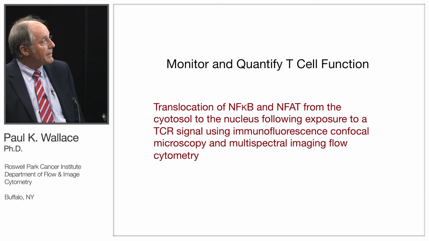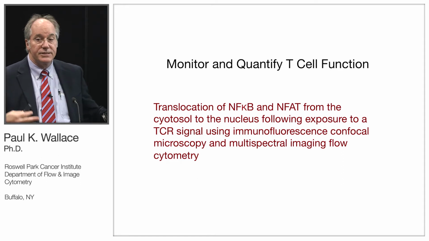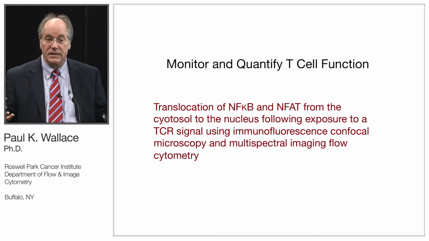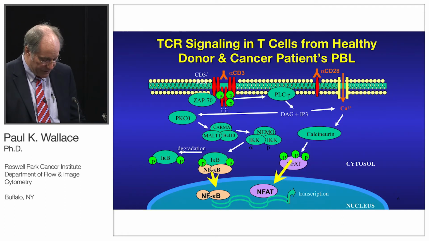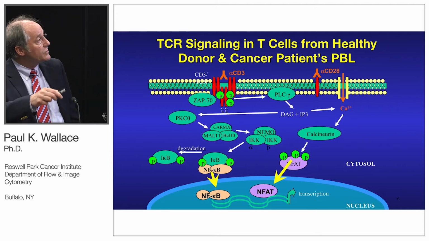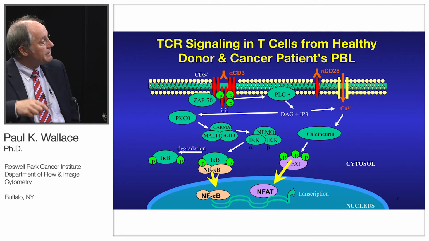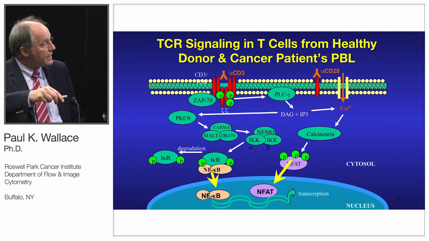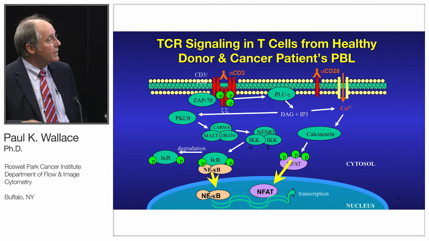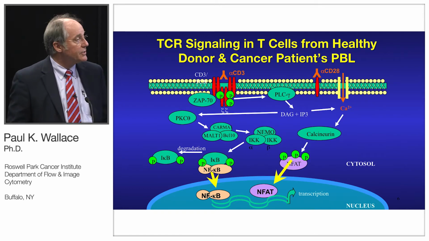So the translocation of NF-kappa B and NFAT from the cytosol, so from the cytoplasm, into the nucleus, we can basically measure by confocal microscopy. We've done quite a bit as well by ImageStream. And it's really a pretty straightforward assay. What we would do is bind anti-CD3 and anti-CD28, and then you're going to get phosphorylation, and all that is going to end up in translocation of the NFAT and the NF-kappa B into the nucleus, and so we can consequently measure this translocation of either the NFAT or the NF-kappa B into the nucleus.